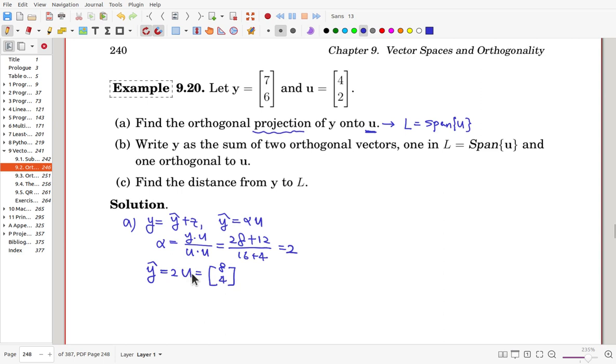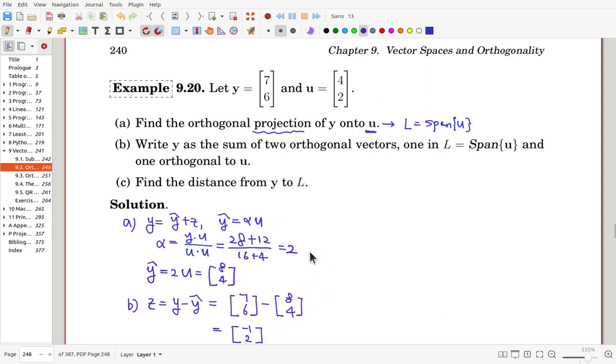Write y as the sum of two orthogonal vectors, one in the space L, the span of u, and one orthogonal to u. Now we found this one already, and then z must be found. That is part B, z is y minus y hat. y is 7 and 6, and y hat is 8 and 4. So that is minus 1 and 2.